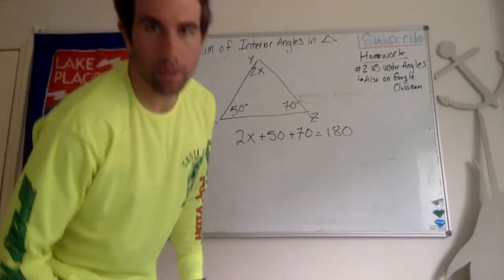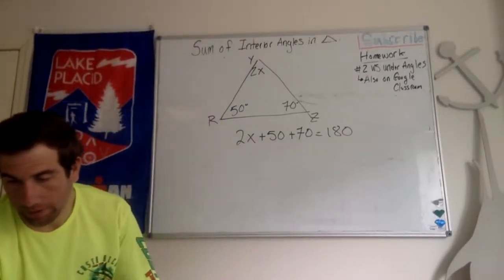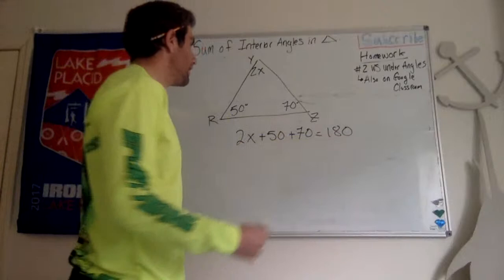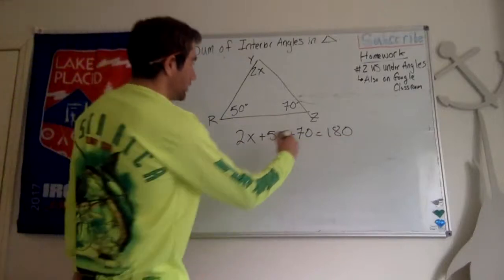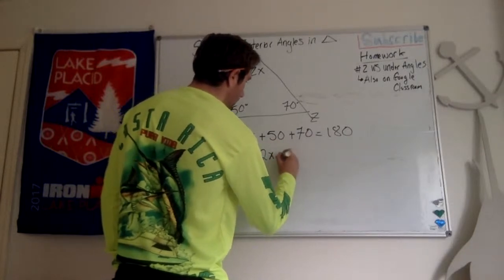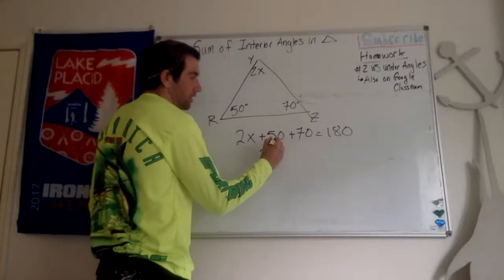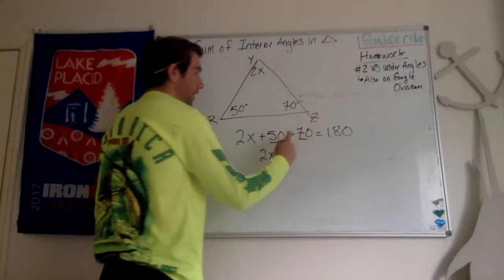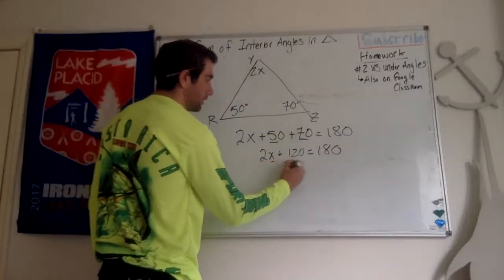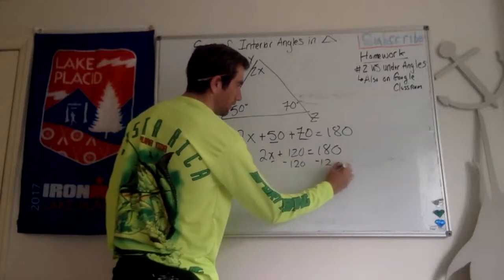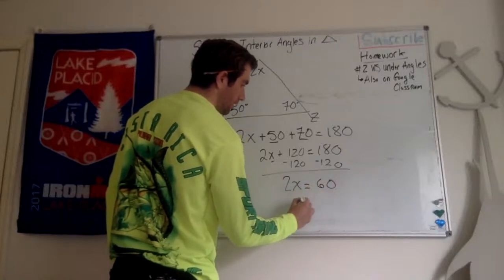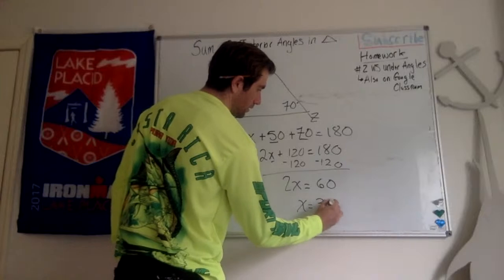Okay? Now, 1, 2, 3, the sum equals 180. Now you can simply solve here, okay? So this is going to be 2x plus, now you do combine like terms, guys. That's all you're really going to do. You're going to do 50 plus 70, right? So this is going to be 120 equals 180. Solve for x. So 2x equals 60. X equals 30.